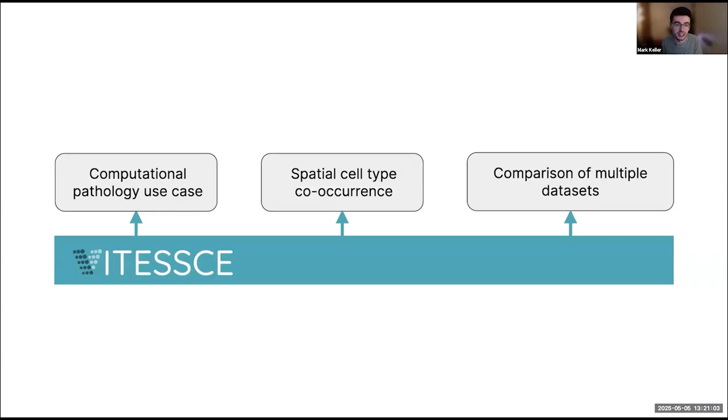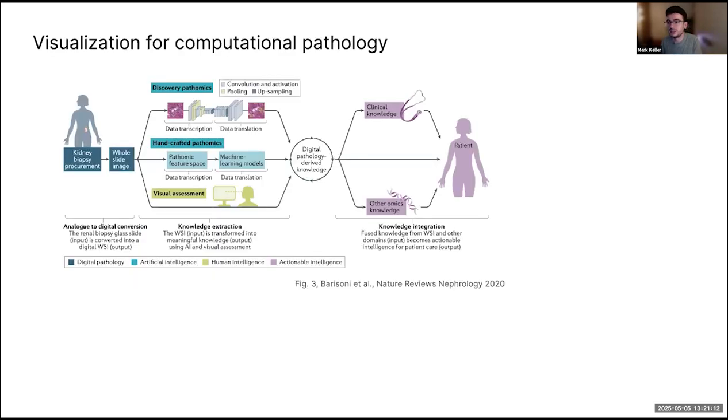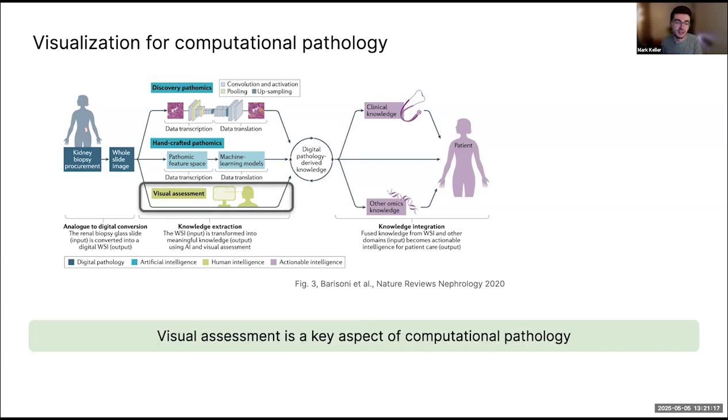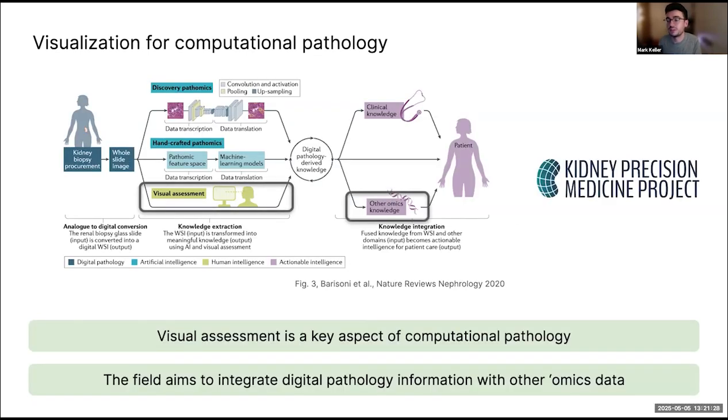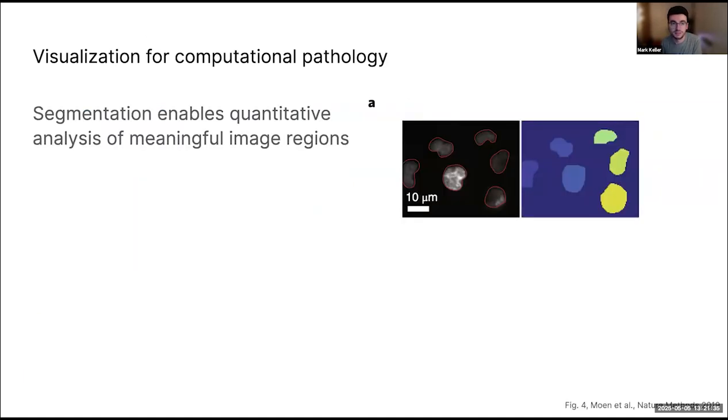So I want to just highlight some applications where we're using Vitessce in the lab. One is for computational pathology, which is aiming to use machine learning to derive this digital pathology knowledge. So visual assessment is still a key part of this workflow, as well as the integration of other omics data. And our collaborators in the Kidney Precision Medicine Project are using computational pathology to understand kidney biopsies.